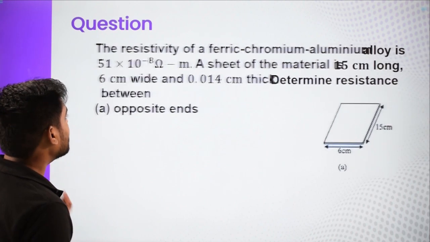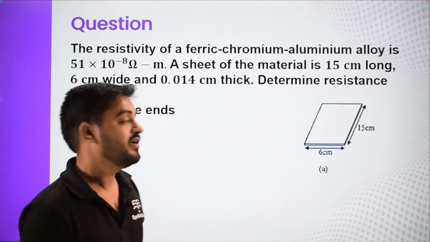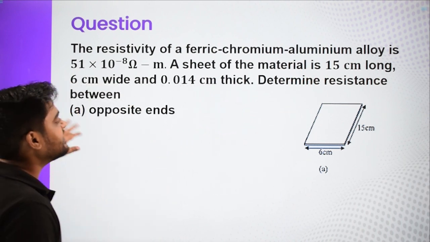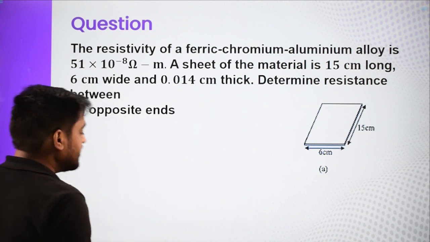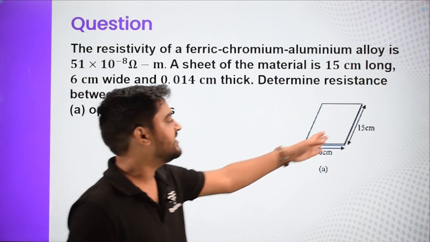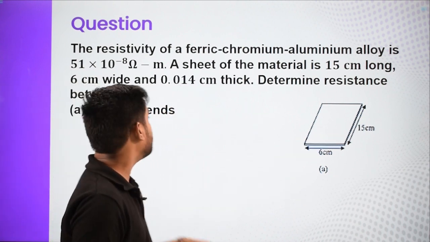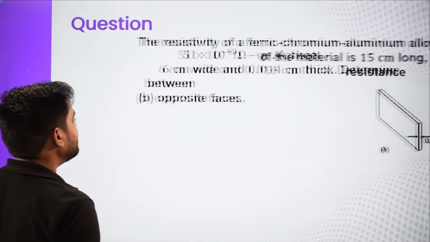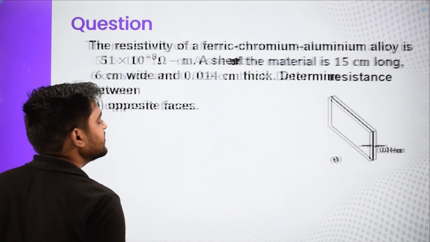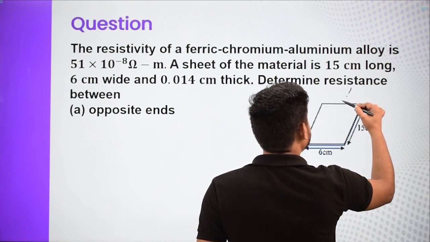Next question says, the resistivity of the ferric chromium aluminium alloy is this. So rho is this. A sheet of the material is 15 centimeter long and 6 centimeter wide, as you can see in the figure. Now they are saying it is 0.14 centimeter thick. Determine the resistance between opposite ends. And the next option is to determine the resistance between opposite faces. So when we are talking about opposite ends, basically we are talking about these two.